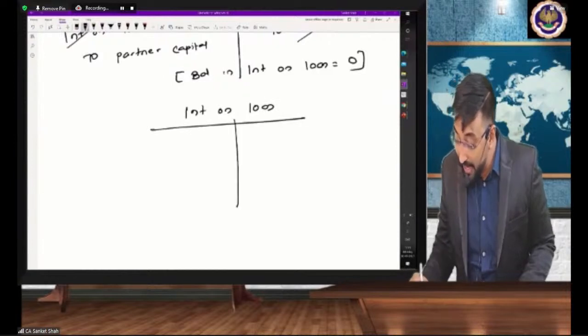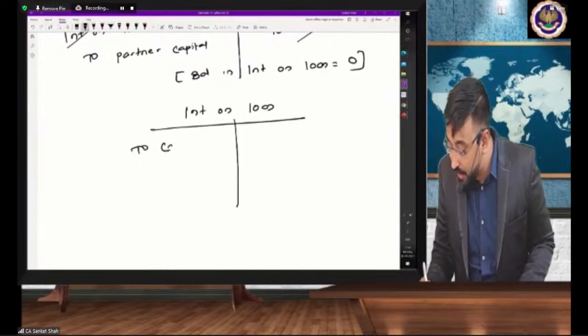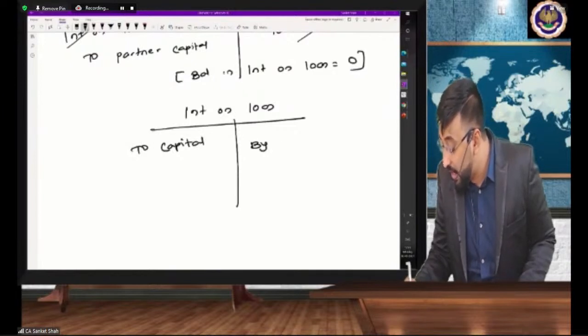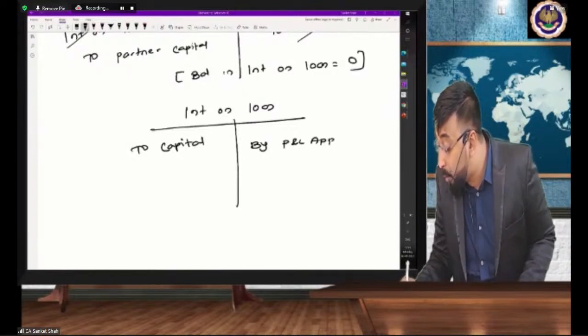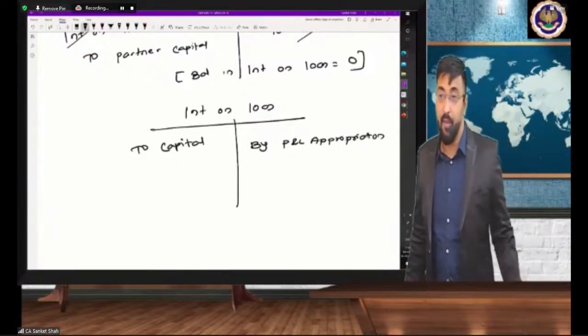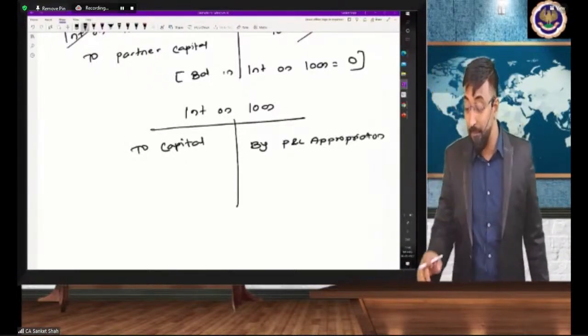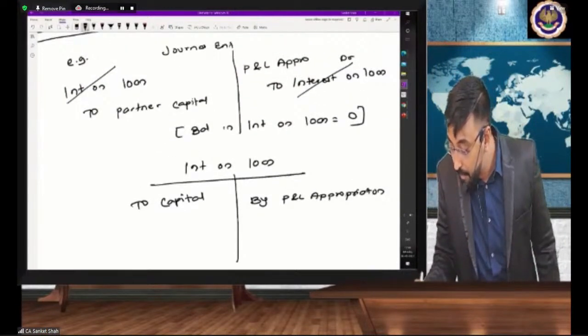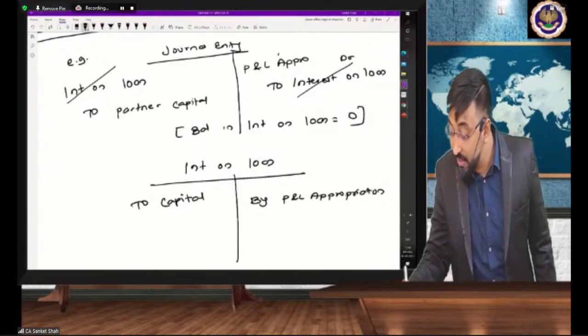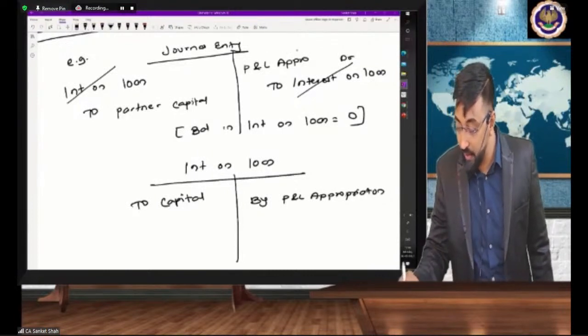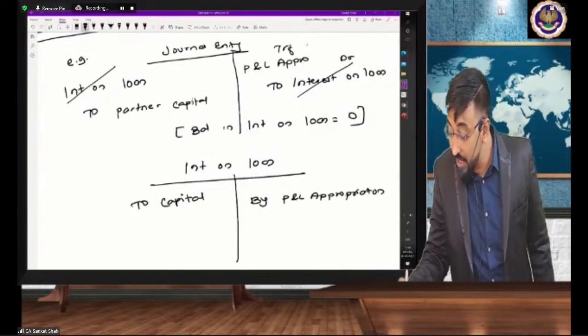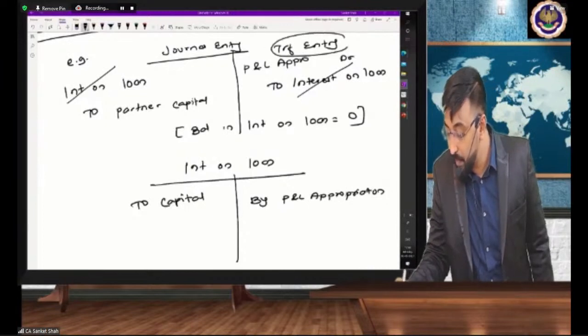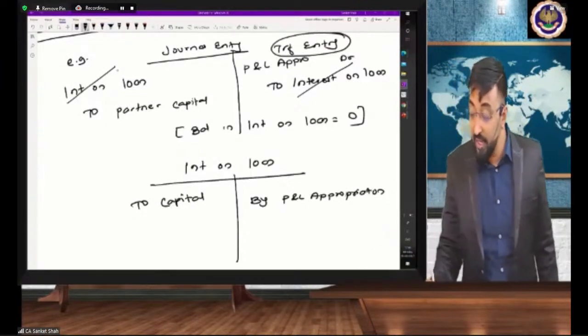If you open the interest on loan account, this is your expenditure. On the debit side you will write 'to capital', and on the credit side you will write 'by P&L appropriation'. So those of you from science background, please understand this concept. First, we pass the journal entry, and this is the initial entry. Then this is the transfer entry.